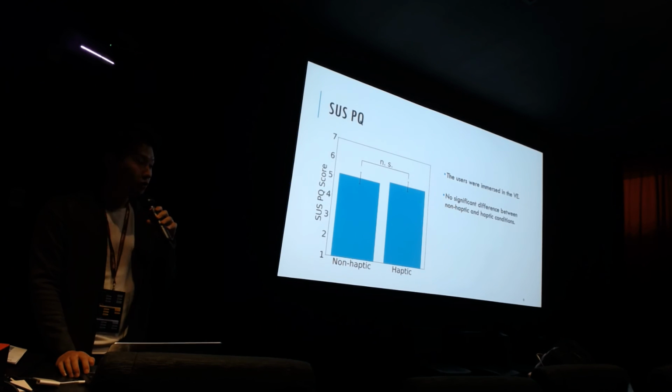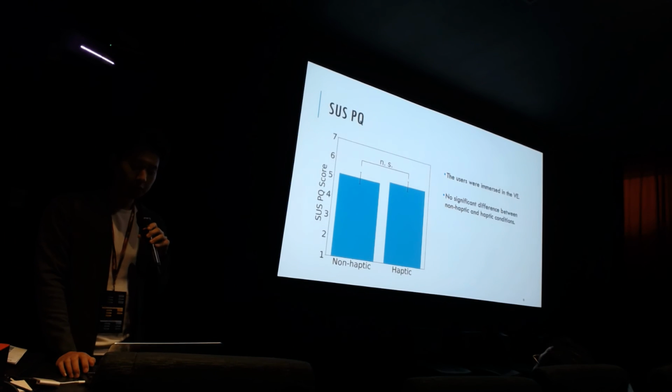And this figure shows the SAS presence questionnaire scores. Under both non-haptic and haptic conditions, the scores were greater than 5. This means the users were immersed in the virtual environment, and there is no significant difference between these conditions.